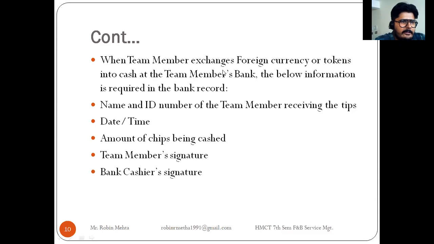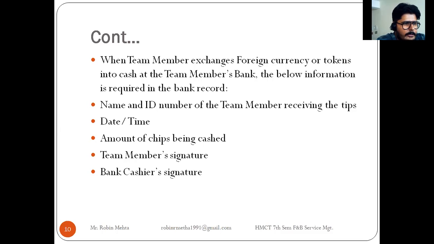When the team member exchanges foreign currency or tokens into cash at the team member's bank, the below information is required in the bank record. Whenever you are exchanging your foreign currency or tokens, you have to put the information below: how much currency or exchange you did, which was received in the form of tips; the name and ID number of the team member who received the tips, that is, the person who is going to exchange the foreign currency at the exchange counter.